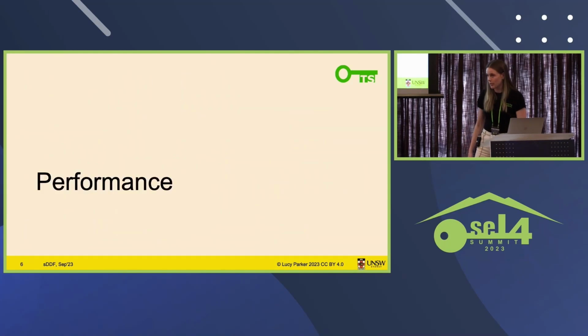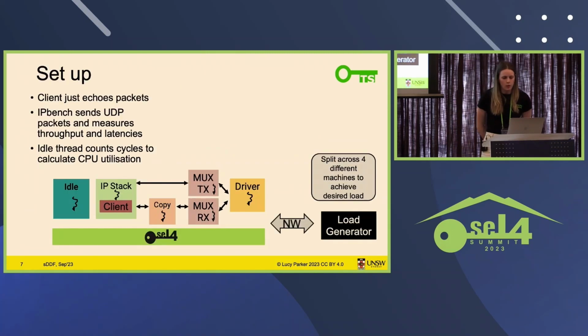Okay, so you might be wondering, we've added all these extra components since last year. Doesn't that just degrade performance? So for a simple benchmark, I have a single client echo server, which uses the LWIP network stack to process the traffic. And then this communicates with the copy component, the two multiplexers, and the driver.